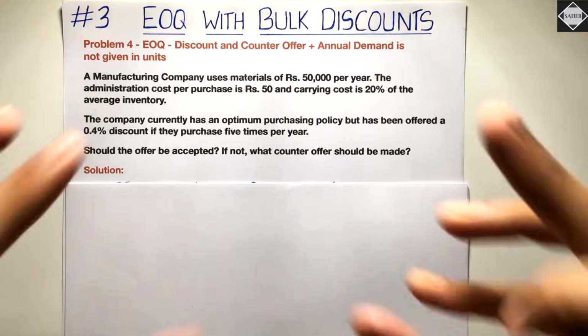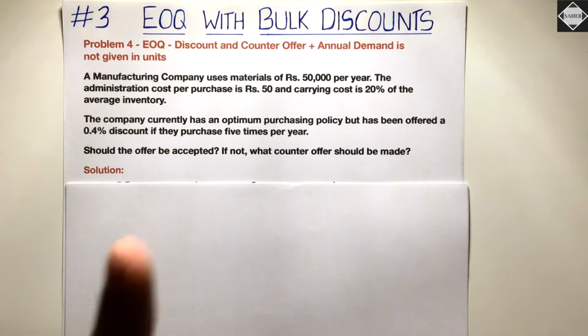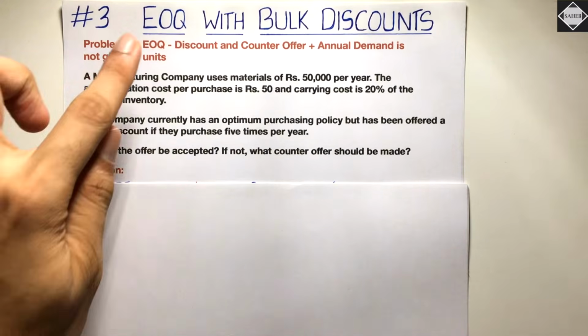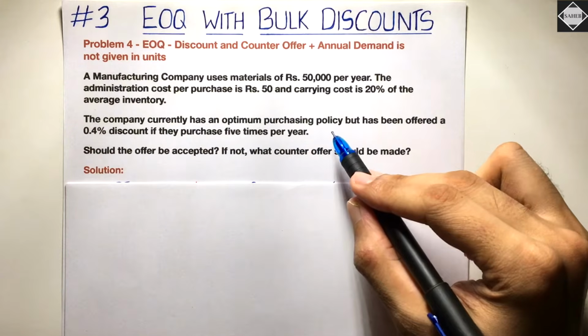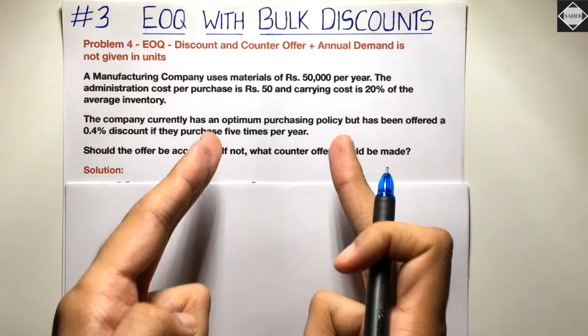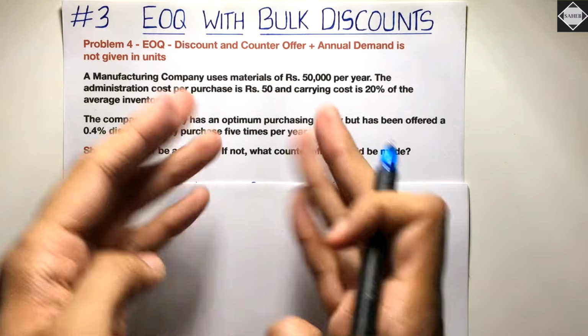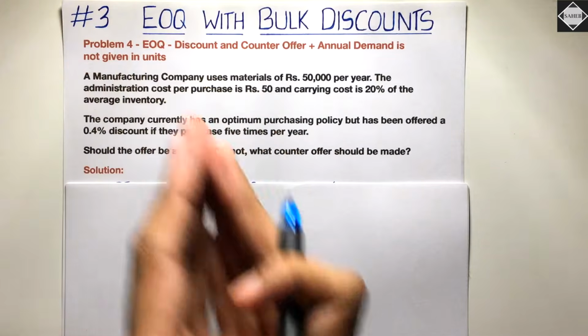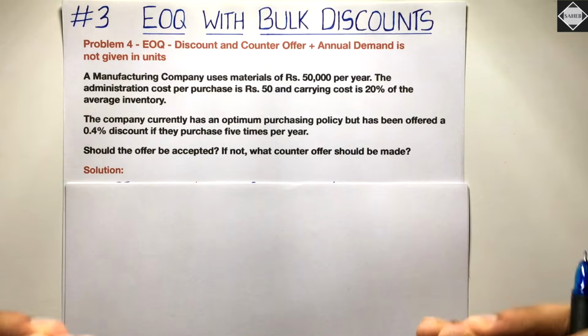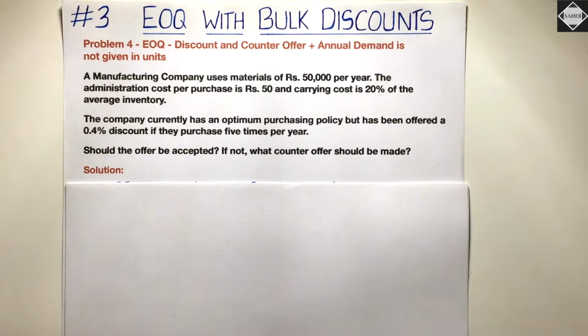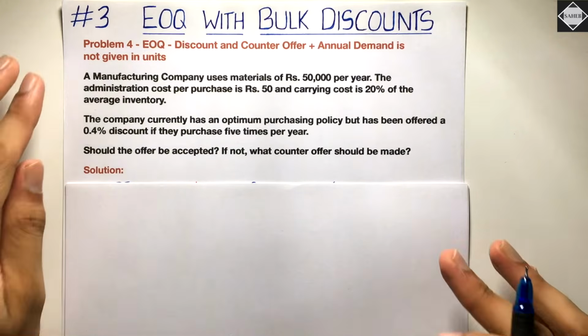Now let's understand how we are going to solve this problem. It's really simple. The first thing that we have to do is calculate the EOQ, because currently the company is following the optimum purchasing policy. So we have to calculate the EOQ, calculate the total cost at the EOQ, and compare that with the discount offer. We have to compare the total cost. Whenever we have a discount, we just do a comparison. Wherever we find the total cost is the lowest, we select that policy, that offer. The cost should be minimum, isn't it? Yes. So let's begin. First, let's calculate the EOQ.